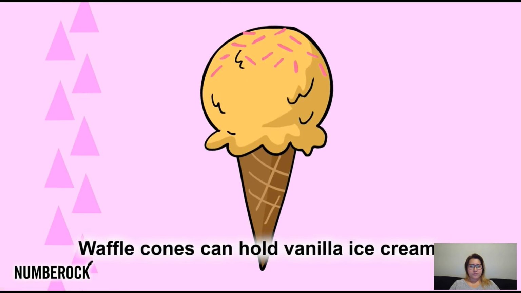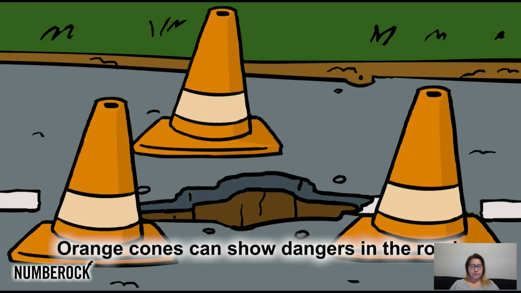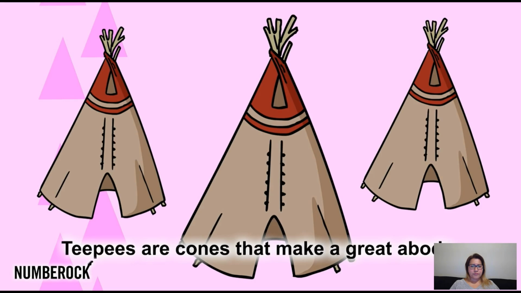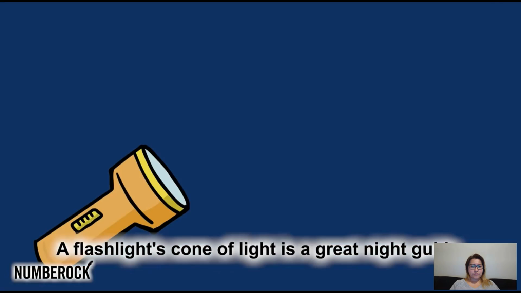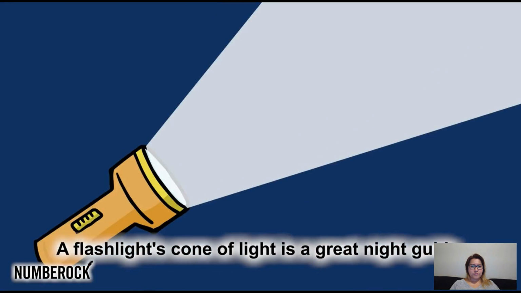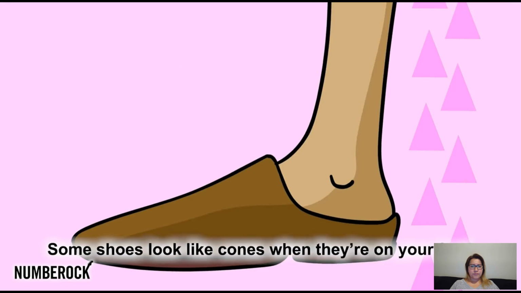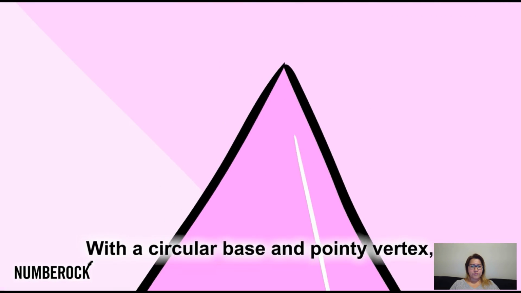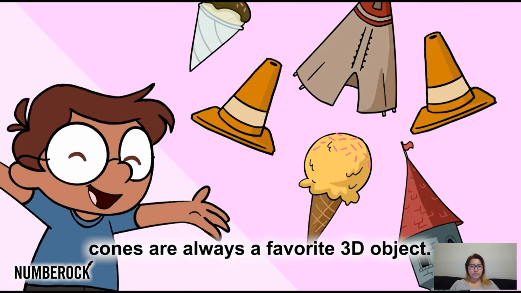Cones can hold vanilla ice cream. Hats on witches are cones that might make you scream. Orange cones can show dangers in the road. Teepees are cones that make a great abode. Castle turrets are cones to watch outside. A flashlight's cone of light is a great night guide. Cone-shaped cups may hold something to eat. Some shoes look like cones when they're on your feet. With a circular base and a pointy vertex, cones are always a favorite 3D object.